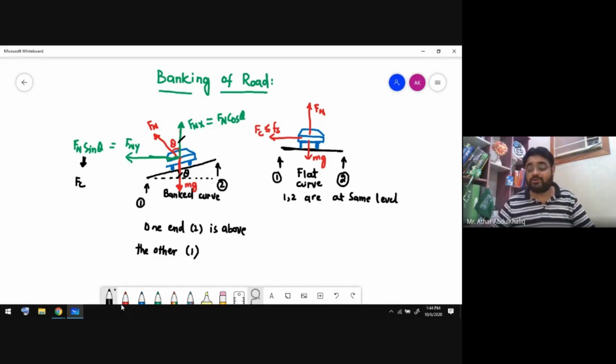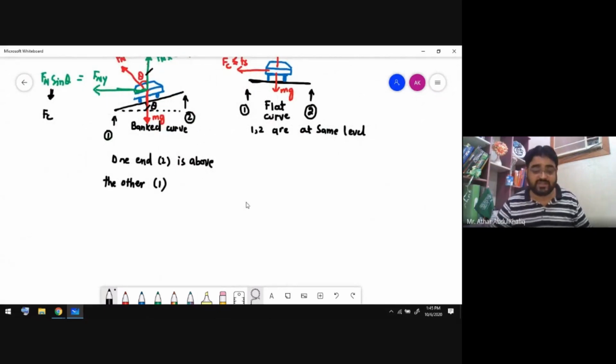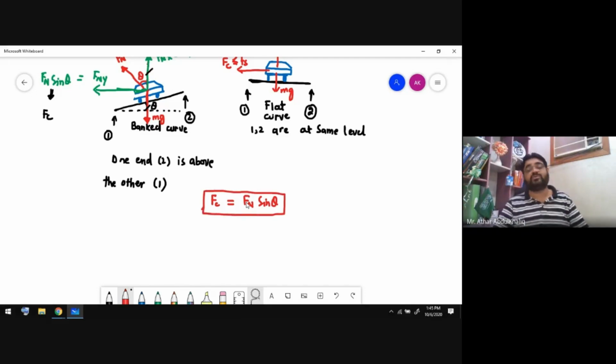For now, tomorrow I will give you a few example questions in which we will use this formula, that Fc will be equal to Fn sine theta. Centripetal force will be provided by Fn sine theta. Now keep it in your mind. Fn is the normal reaction and sine theta is its component along the direction of the centripetal force.